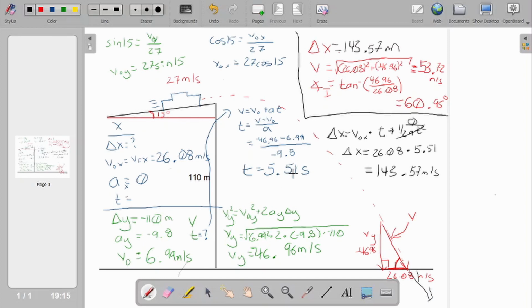Once I get that 5.51, I can plug it in over here. Again, since this is 0, it just falls away. That gives me the 143.57. Awesome, easy peasy.